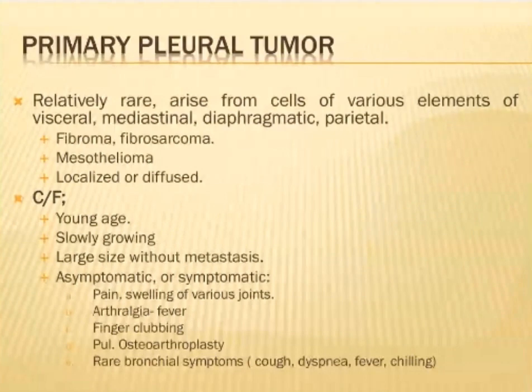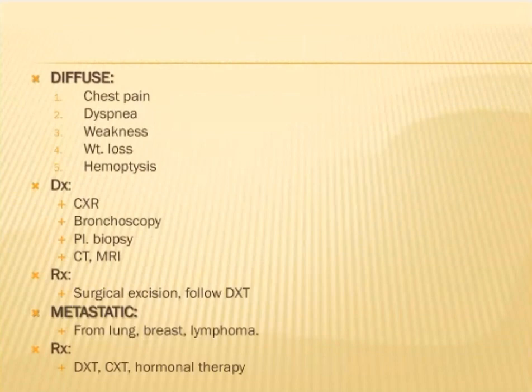And rarely do we have bronchial symptoms because it is in the pleura, not in the parenchyma. Rarely you have cough or dyspnea or fever or chills. So it is always difficult to discover because it is beside the pleura. It's difficult to diagnose that one.